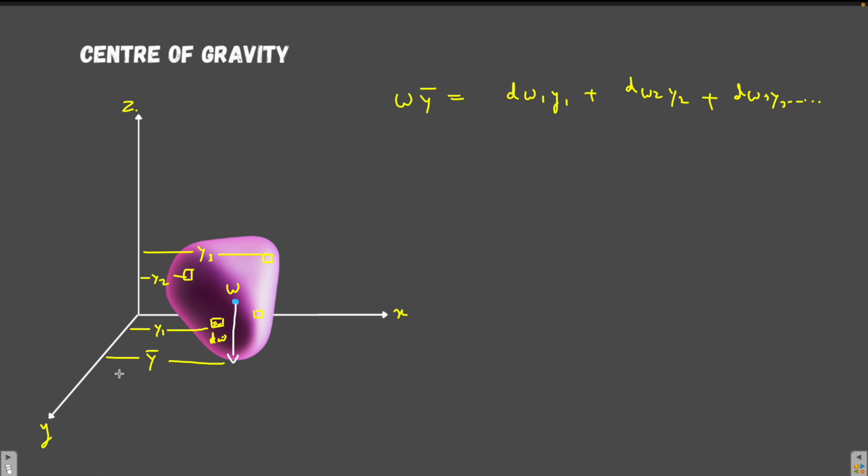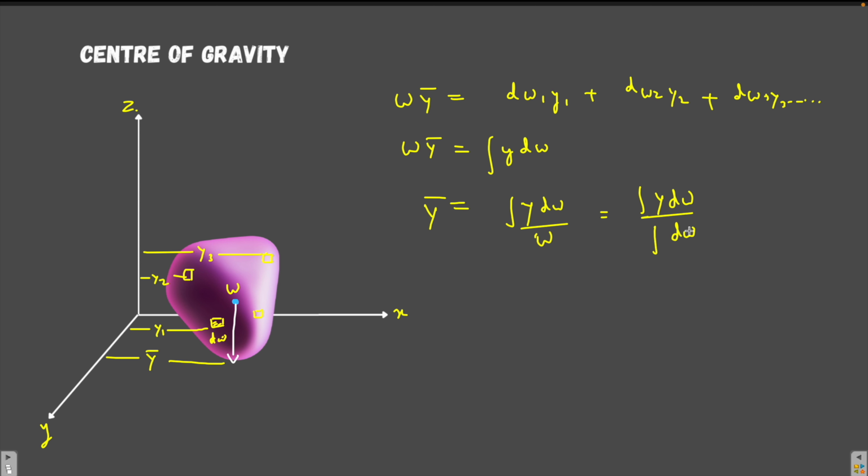Now in the form of an integral, we can write this as W into Y bar equals the integration of Y into dW, or we can find this Y bar as the integration of Y into dW divided by the whole W, that is the entire weight of the body, or we can also write it as the integration of Y dW by the integration of dW.